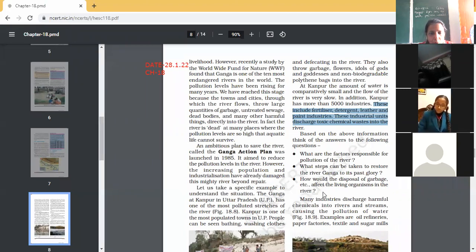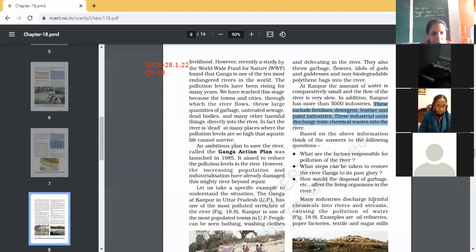How would the disposal of garbage, etc., affect the living organism in the river? So, you know, there is a worst effect as the living organisms are suffering a lot. They die when they eat or when all these things go into the stomach. Even they are not able to breathe when there is too much garbage in the river. So this aquatic life is suffering a lot. So I hope you can answer these questions.